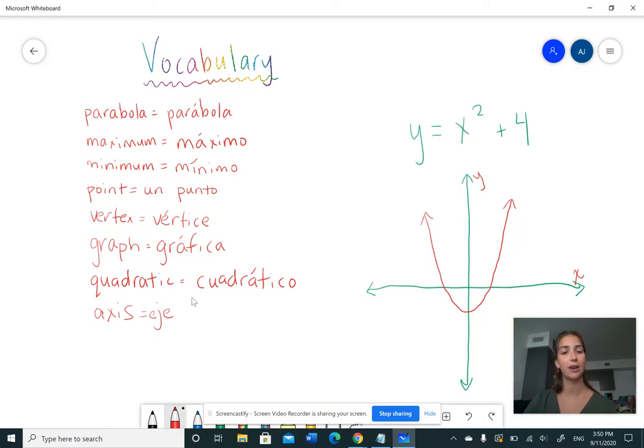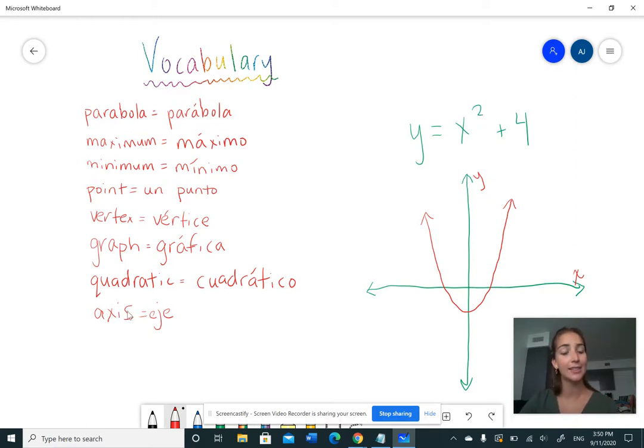Quadratic significa cuadrático, and a quadratic is an equation that has a little number up here. So for example, this equation, esta ecuación es cuadrática. This equation is quadratic because it has an exponent. It has a little number up above the x.